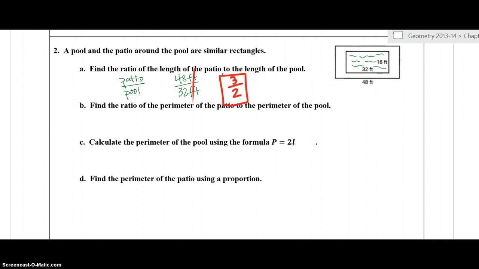Find the ratio of the perimeter of the patio to the perimeter of the pool. Well, what do we know about the perimeter ratio compared to the sides? It's the same, yes? So 3 to 2.